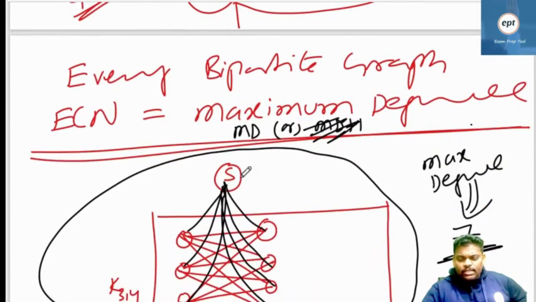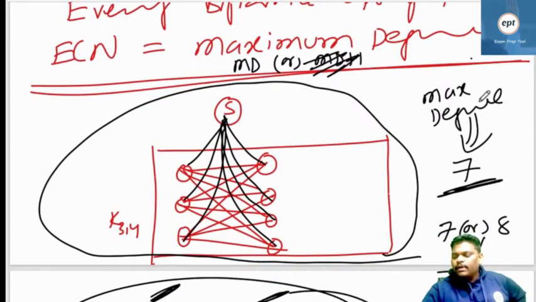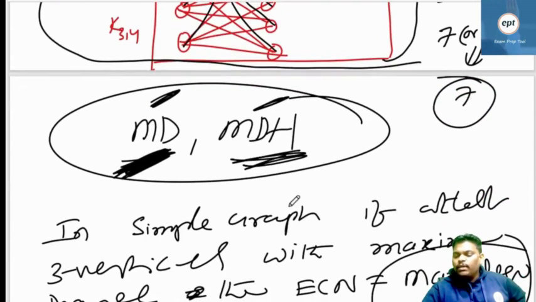Suppose it is not matching any criteria. It is simply a simple graph. Then find out the maximum degree. At least 3 people with maximum degree? Then answer is going to be MD plus 1. Right.